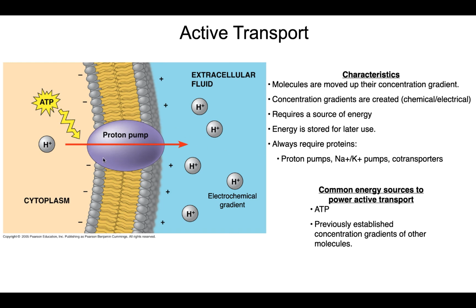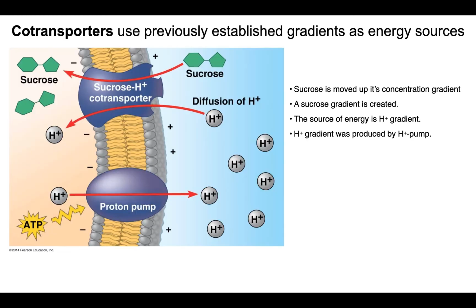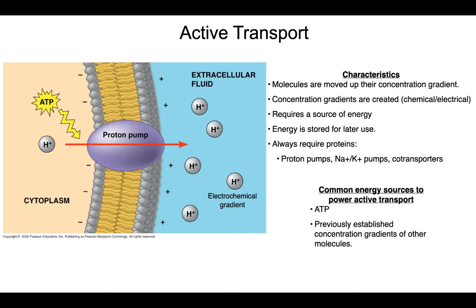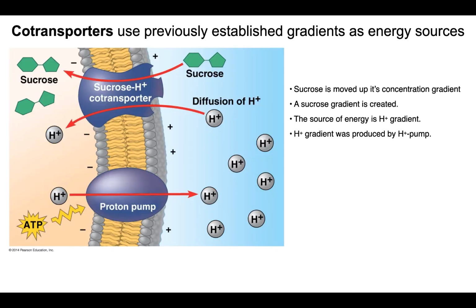We have the proton pump that you see here. There are sodium-potassium pumps that you will read about in your textbook, and there are co-transporters, which we'll look at in the next slide. So, as we said, an active transporter, something that pumps molecules against their concentration gradient, always requires a source of energy to do this. Sometimes that source of energy is ATP, but sometimes that source of energy is a previously established concentration gradient.